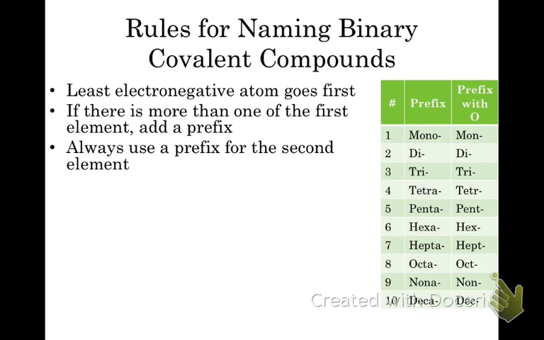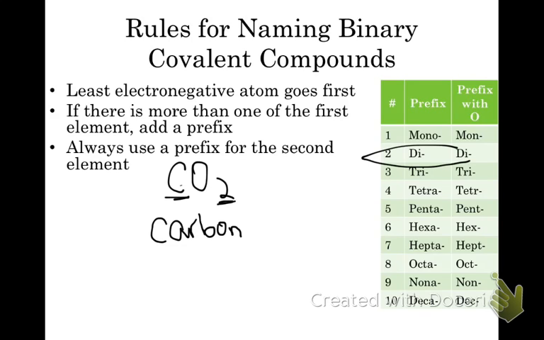So, for example, if I had CO2, the first one, there's only one carbon listed there, so I don't need a prefix, so I can write out carbon. Since there's two oxygens, I use the prefix di.